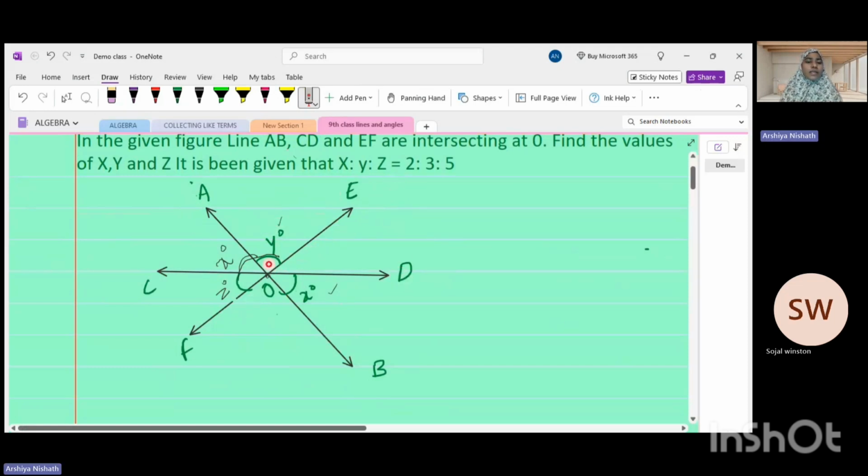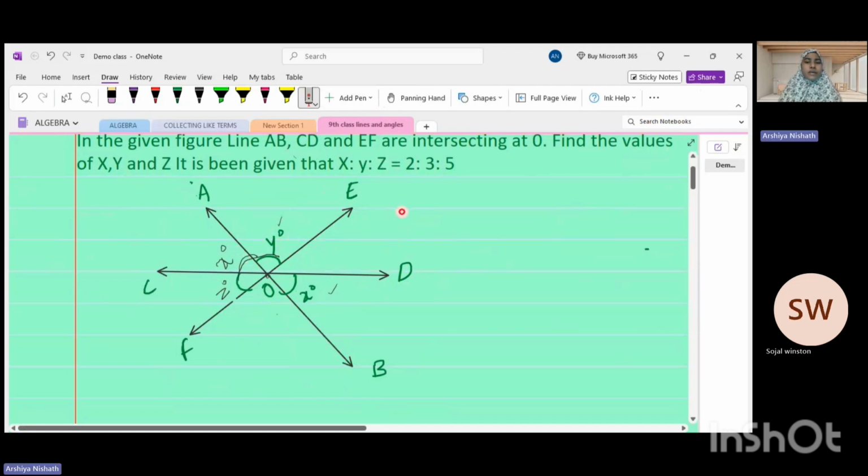What they are telling is that these three lines are intersecting at point O, isn't it? All these three lines are intersecting at O. Yes, they are intersecting at O. So what we have to do after that is find the values of X, Y, and Z. How can we do that? By knowing the angles.